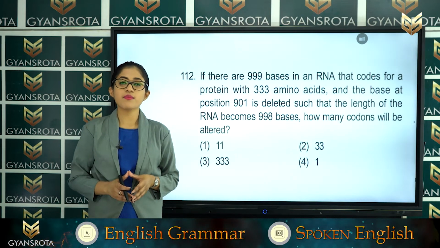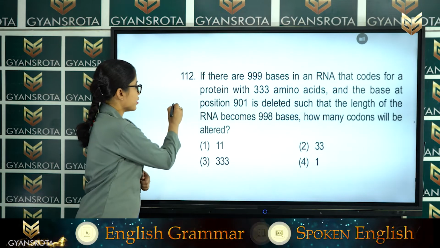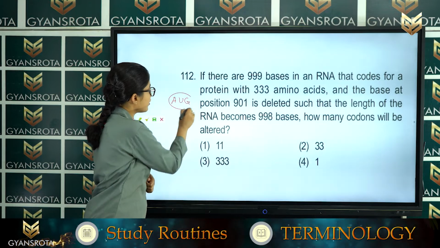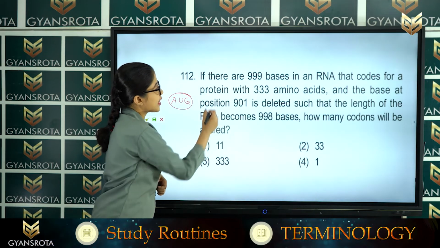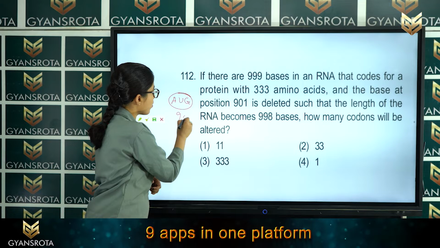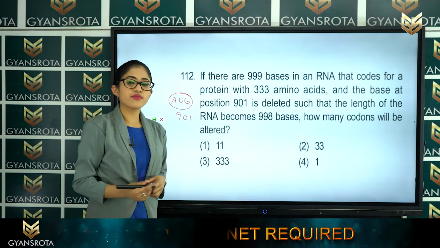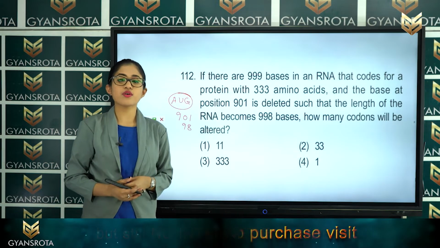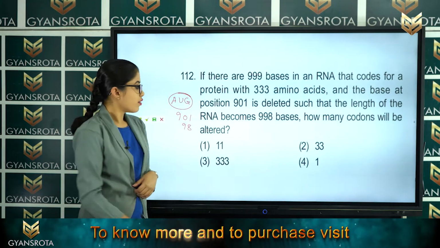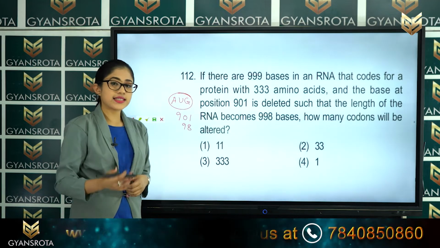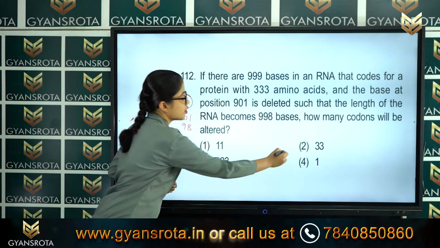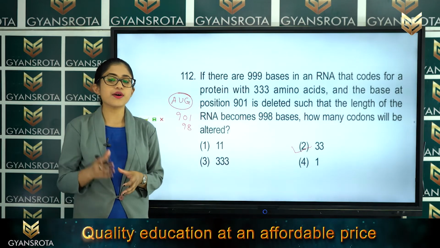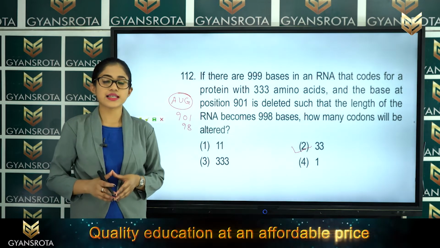The genetic code comes from three bases, like A, U, G. These are the triplet codons, right? So, from the 999 bases, if the 901st base is deleted, out of the 998 bases, 33 codons will be altered. So, from the options given, what is the correct answer? That is option number 2, 33. So, 33 codons will be altered in this. Now, let us see the next question.